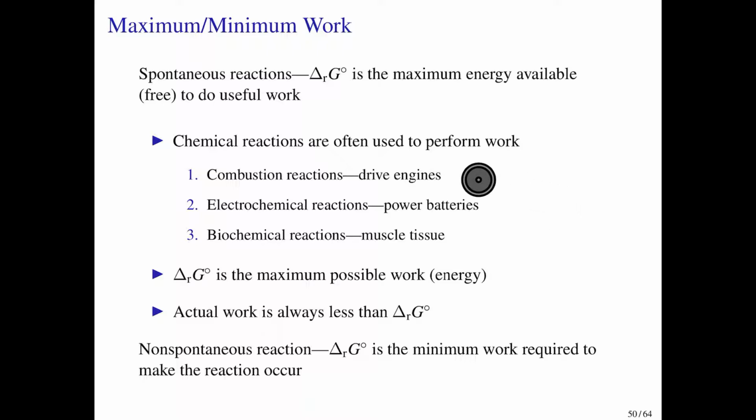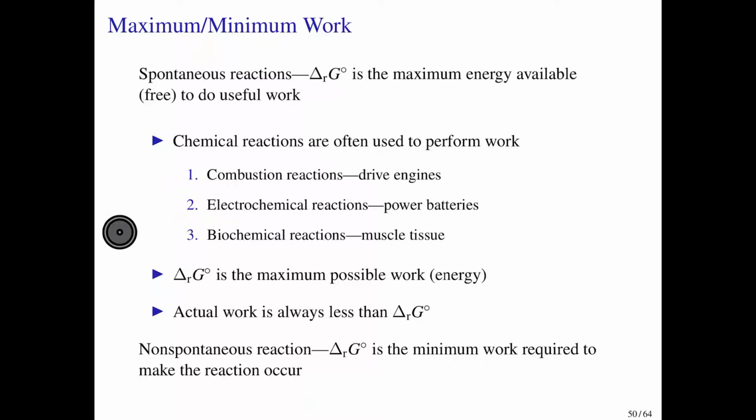Here are some examples. Combustion reactions, for example, are used to drive engines in automobiles and other vehicles. Electrochemical reactions are used to power the batteries in our electronic devices. In our bodies, biochemical reactions are used to power our muscles in order to do all sorts of different work. And so the maximum amount of work that can be generated in these different types of reactions can be estimated by calculating the delta G value. We should note, however, that the actual work that can be generated is always less than this value, and so in this sense, delta G is an upper limit to how much work can be done using a chemical reaction.